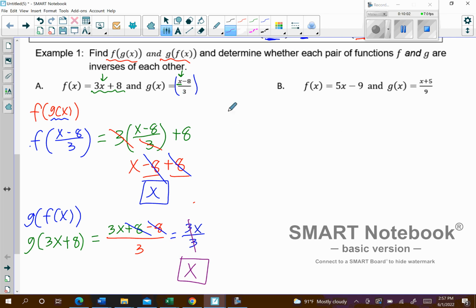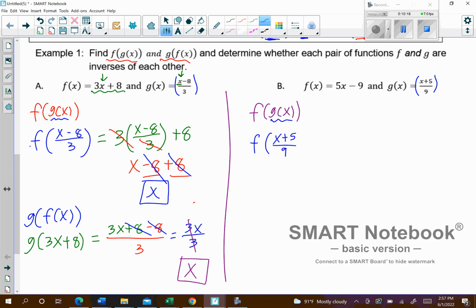Okay, let's look at B. We'll do the same thing. We're going to do f of g of x, and we're going to replace g of x with this right here. So we're going to get f of (x plus 5) over 9, and then we're going to substitute that into my f function right there. So we have 5 times, and then we replace the x with (x plus 5) divided by 9, and then take away 9.